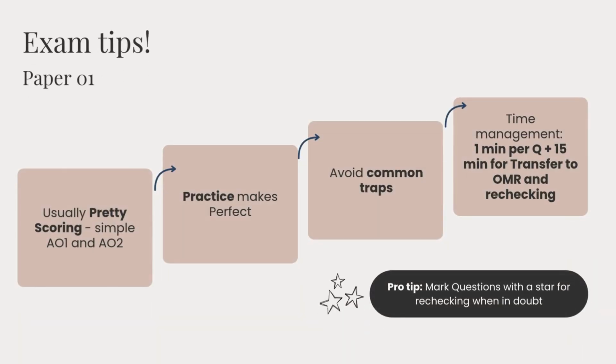Now coming to exam tips, I'm going to be giving them separately for each paper. Now paper 1 is pretty simple, it's very easy. You can easily score 30 on 30 if you avoid common traps or silly mistakes. And I know under time pressure you miss out on the silliest, dumbest mistakes.